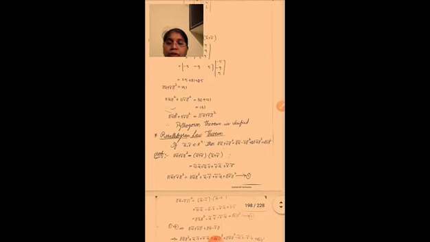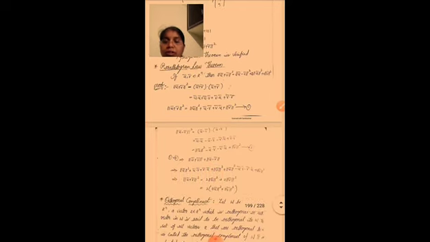Parallelogram theorem. If u bar comma v bar belongs to R to the power of n, then norm u bar plus v bar whole square plus norm u bar minus v bar whole square is equal to 2 into norm u bar square plus 2 into norm v bar square. This is also an important theorem.